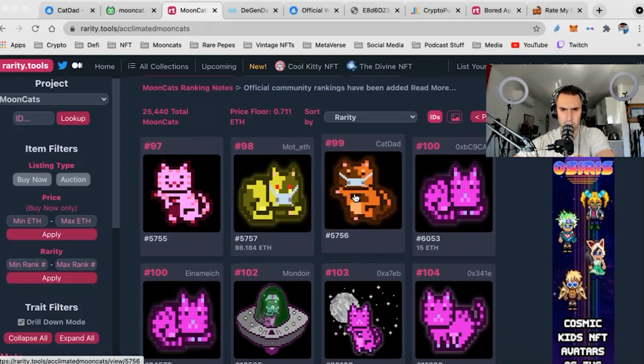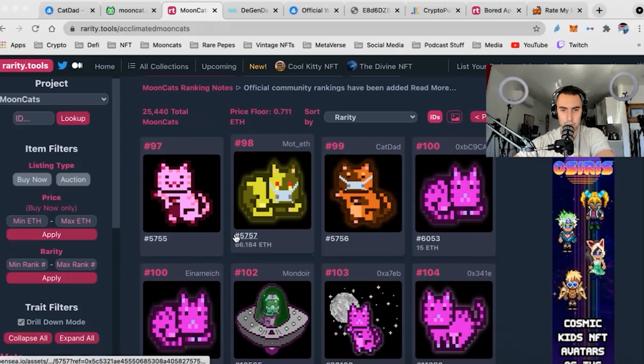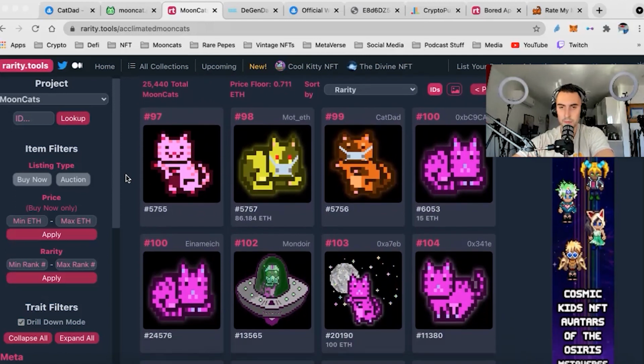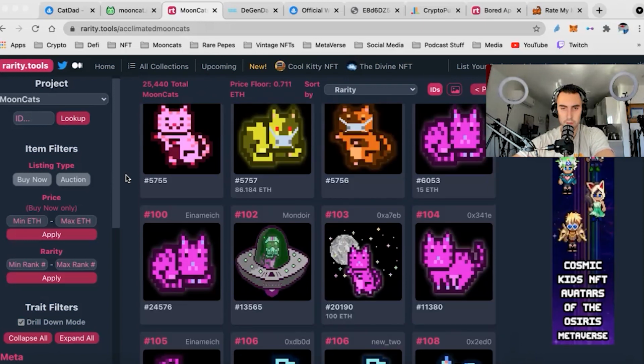Interesting that mine is actually the third rarest, even though it was minted one number before. There must be something else about it. Somebody's actually lowered their asking price too. It used to be 250. So somebody's trying to sell that there. So you could see it's pretty similar.